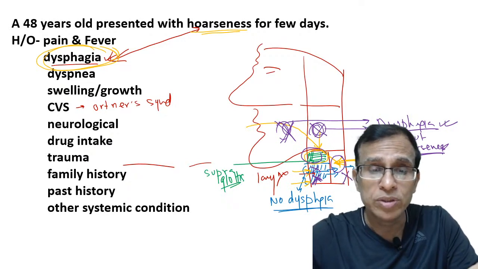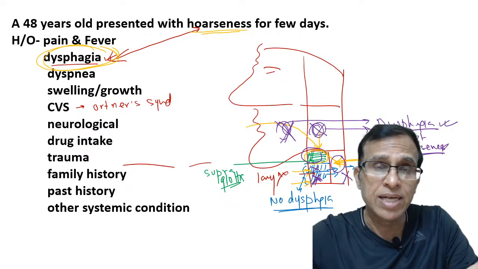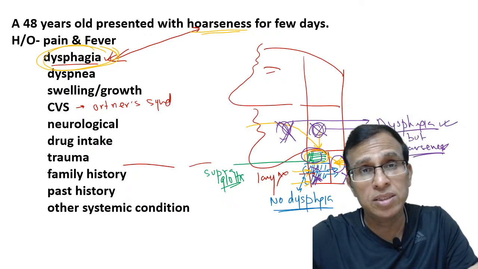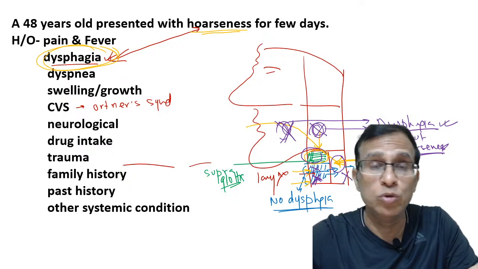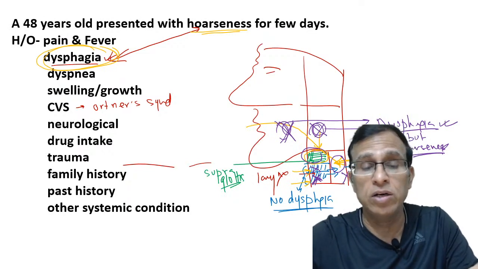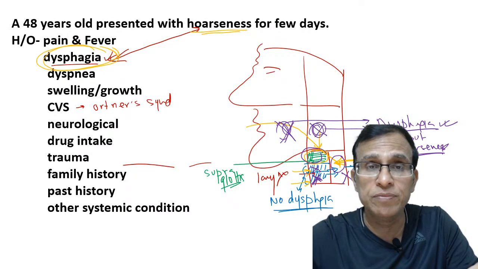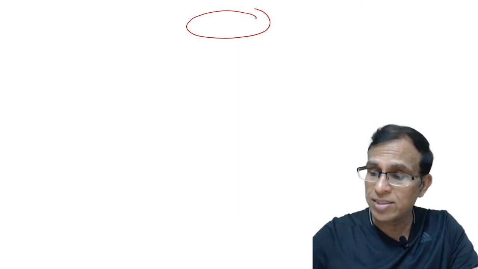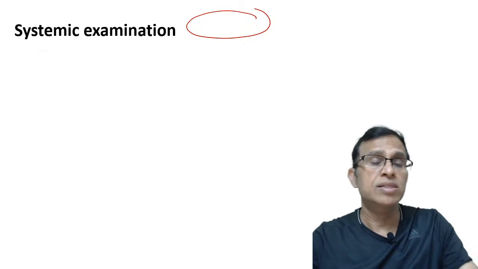So now we know that hoarseness and dysphagia means either the larynx is involved, obviously for the hoarseness, and supraglottis or hypopharynx, one of the two, is definitely involved. That's why there is dysphagia also. And this we can confirm with examination. So clearly, the next step will be systemic examination.